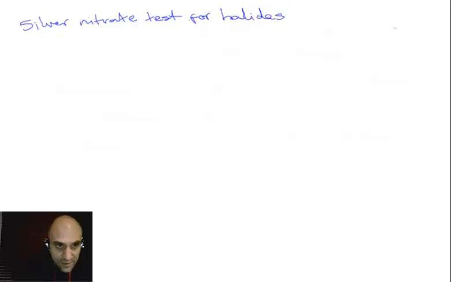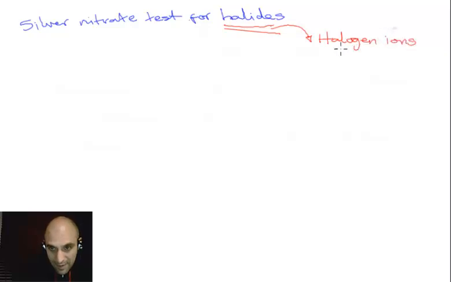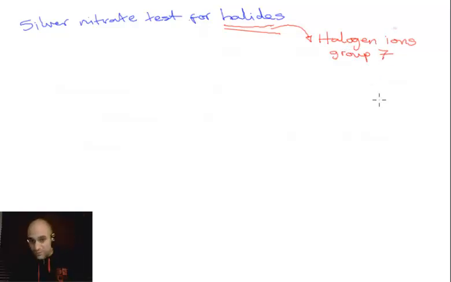Alright, first up, I hope you all know what a halide is. Okay, the halides are essentially halogen ions. Now the halogens are basically group 7. So the important halogen ions, we just call them halides. You should know that all simple non-metal ions end in "ide." So you don't have an oxygen ion, you have an oxide ion.